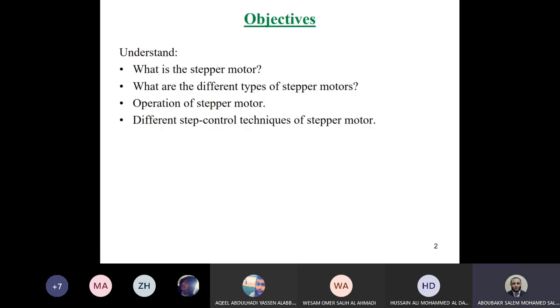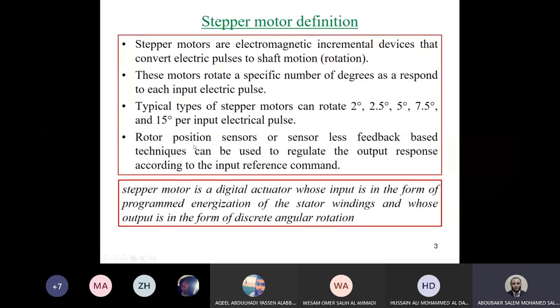So the objectives of our class today are to understand what the stepper motor means, what the different types of stepper motors are, what the operation of a stepper motor is, and how we can control a stepper motor using different control techniques. Firstly, what is the stepper motor as a definition?